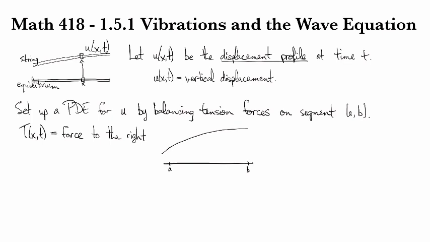So over here at this end, we've got some tension force, and we assume it's tangent to the string itself. So there'll be a tension force right here that looks like T_A at time t. And then here there'll be one, and it'll also be tangent to the direction of the string itself. So this force will be T_B at time t.